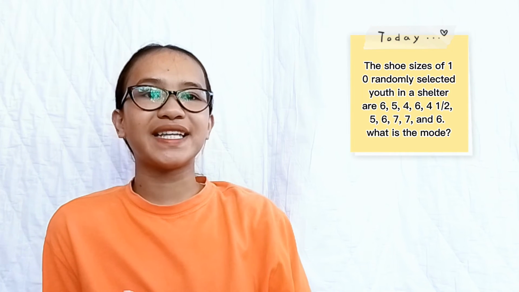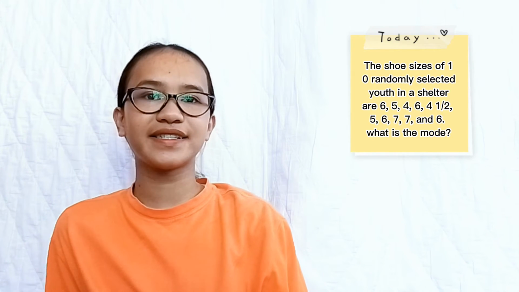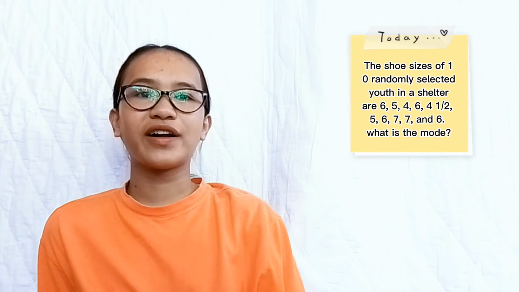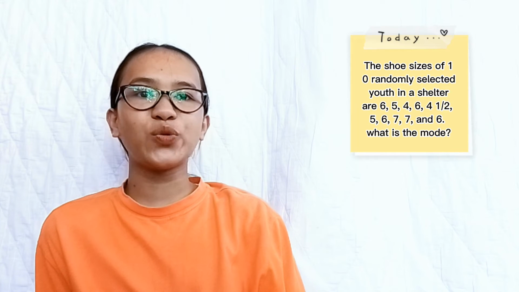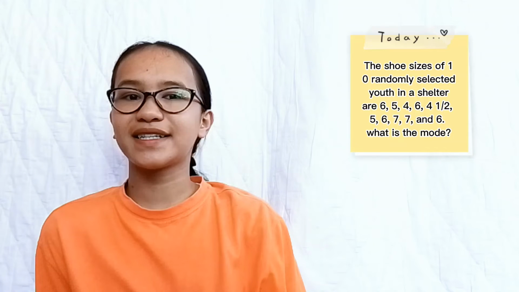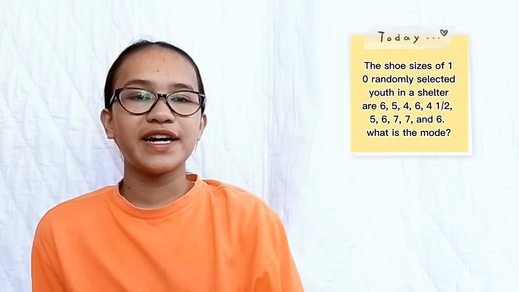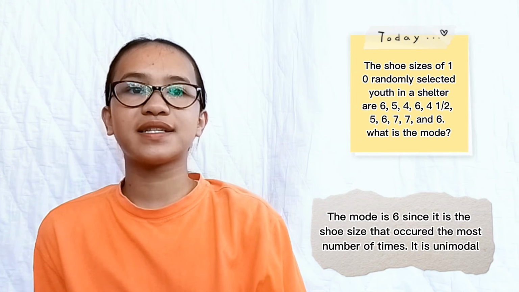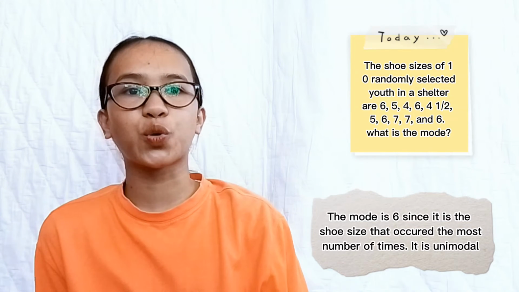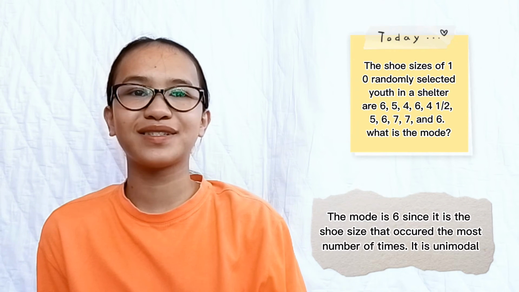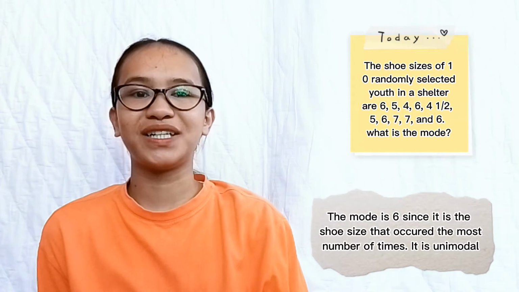For example, the shoe sizes of 10 randomly selected youth in a shelter are 6, 5, 4, 6, 4 and a half, 5, 6, 7, 7, and 6. What is the mode? The answer would be the mode 6, since it is the shoe size that occurred the most number of times. And it is unimodal.